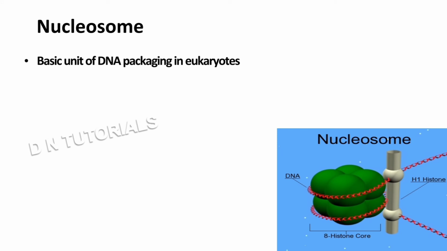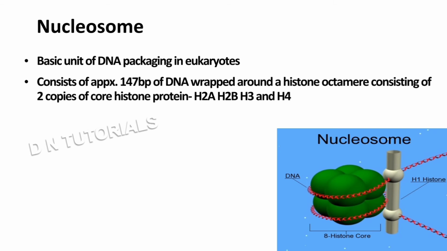Nucleosomes are the basic unit of DNA packaging in the eukaryote. Let me remind you, nucleosomes are not present in the prokaryotic cells. They are only present in the eukaryotic cells. These nucleosomes consist of approximately 147 base pairs of DNA wrapped around a histone octamer consisting of two copies of core histone protein H2A, H2B, H3 and H4. So two histone proteins of H2A, 2 of H2B, 2 of H3 and 2 of H4 would be there, leading to formation of an octamer, presence of 8 core histone proteins along with the DNA.